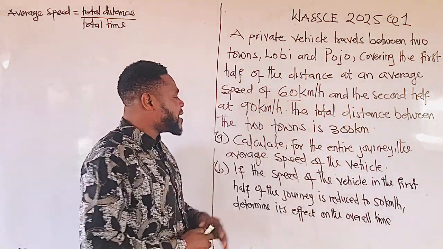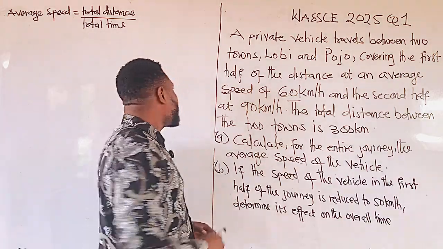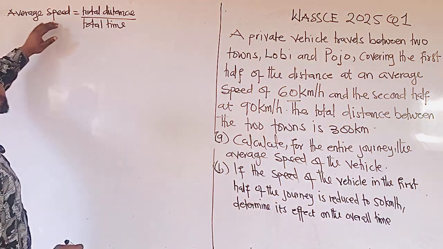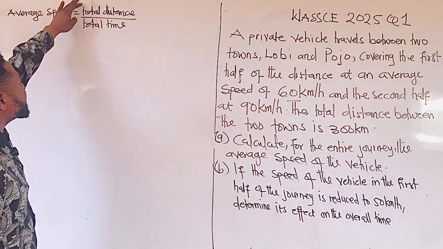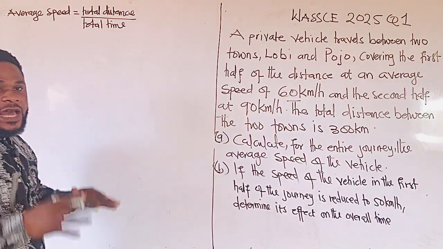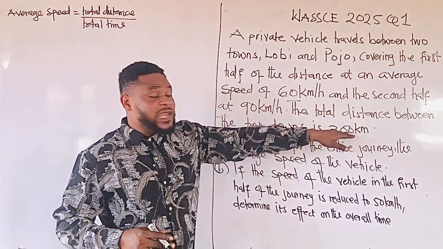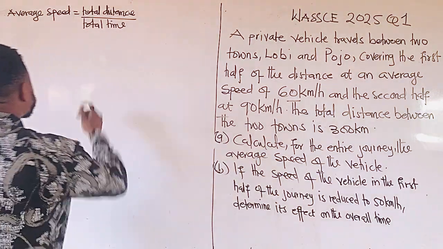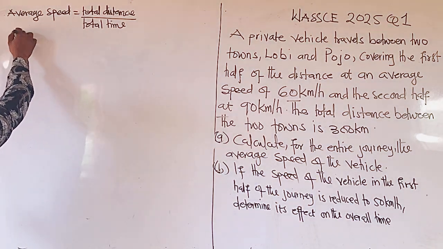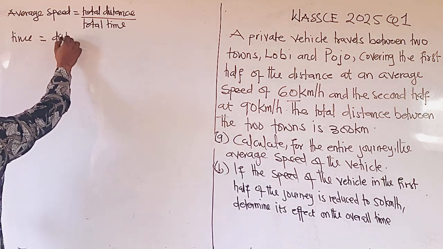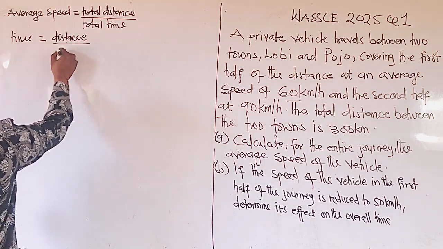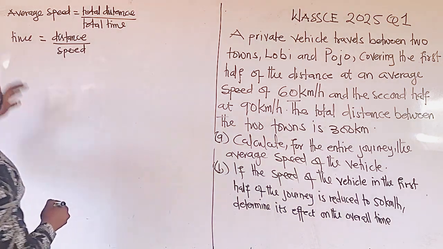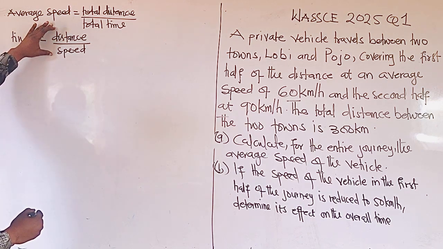So let us see how we can answer A first before B. Now, we are looking for average speed. Mathematically, average speed is equal to total distance divided by total time. From the question, we have been given the total distance, but we don't have the total time. Mathematically again, we know that time is equal to distance divided by speed. So now we need to find our time using this formula.